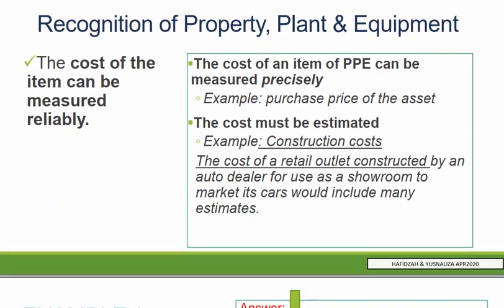So next, the cost of the item. This is the second element of the recognition criteria. The cost of the item can be measured reliably. The cost of an item of PPE can be measured precisely. You must be able to determine the purchase price of the asset, or if it cannot be precisely measured, you must be able to estimate the cost. For example, the construction cost. The cost of a retail outlet constructed by an auto dealer for use as a showroom to market its cars would include many estimates.